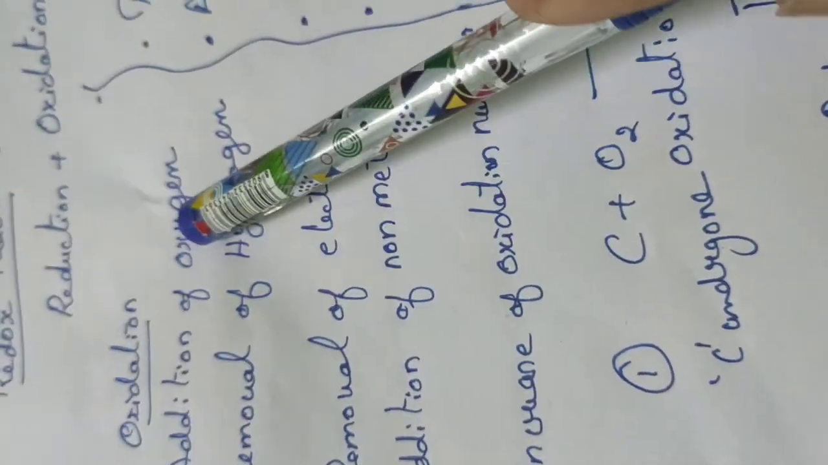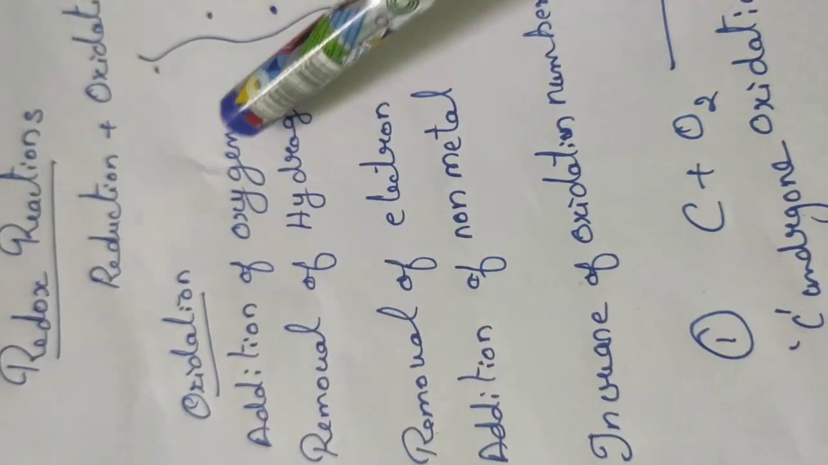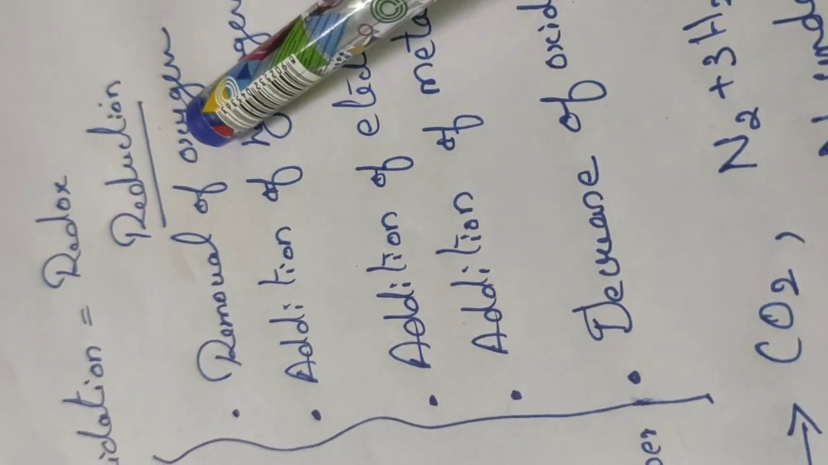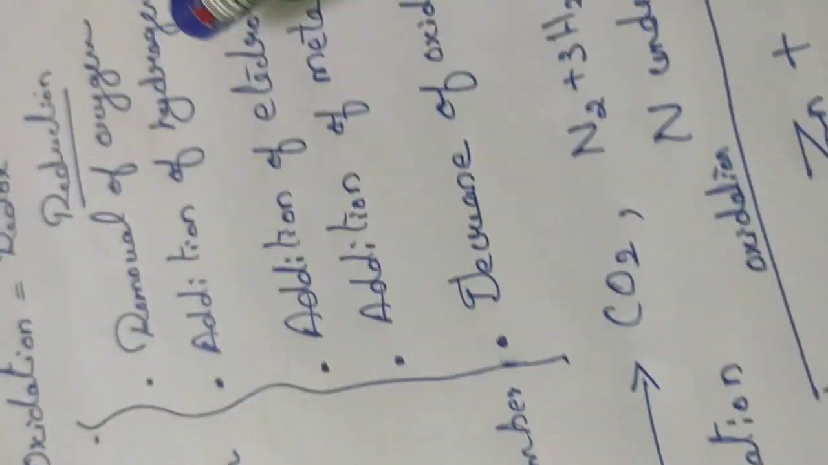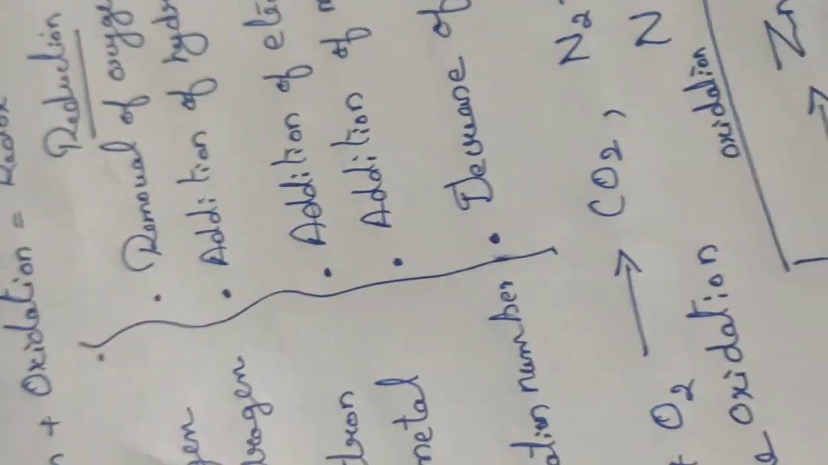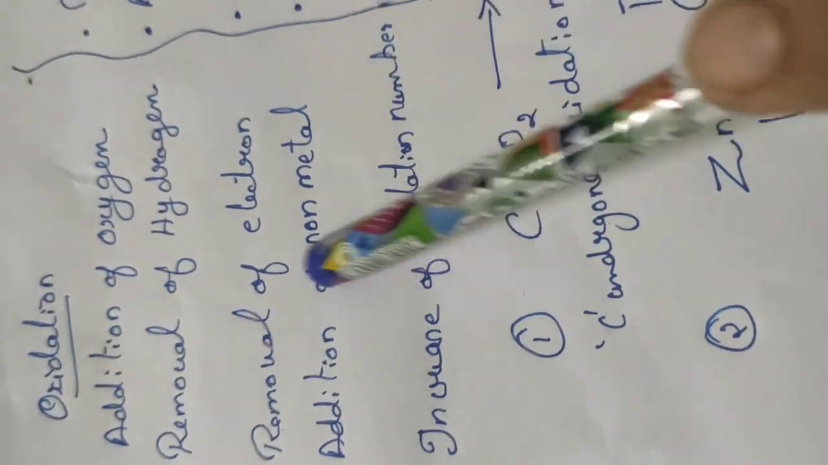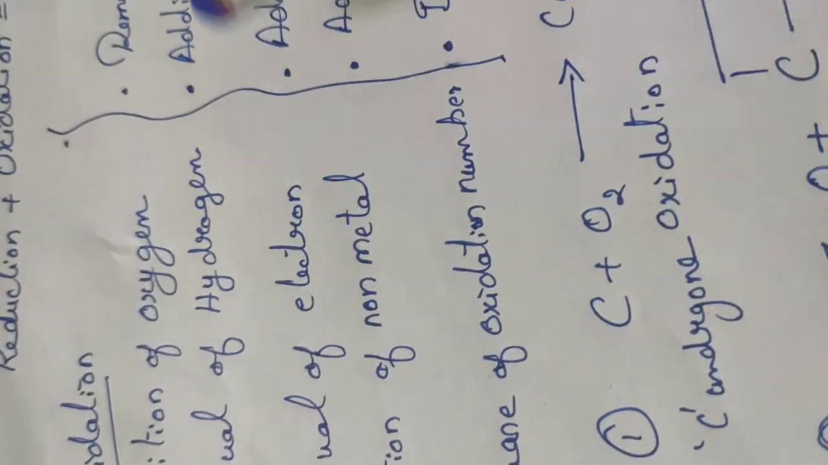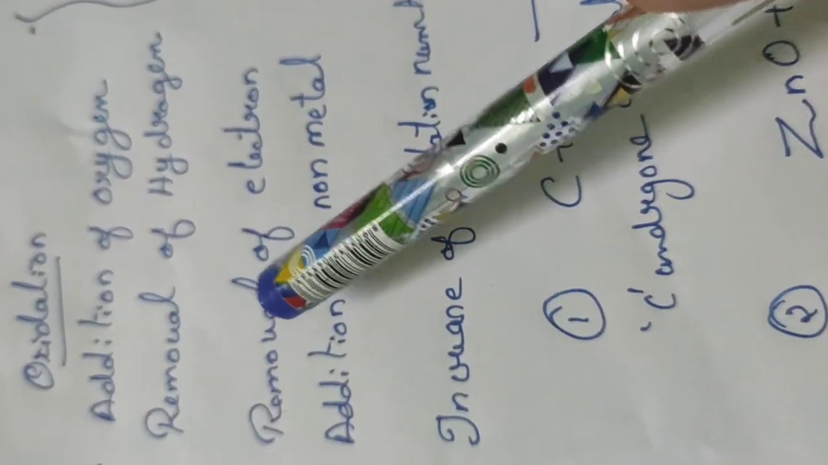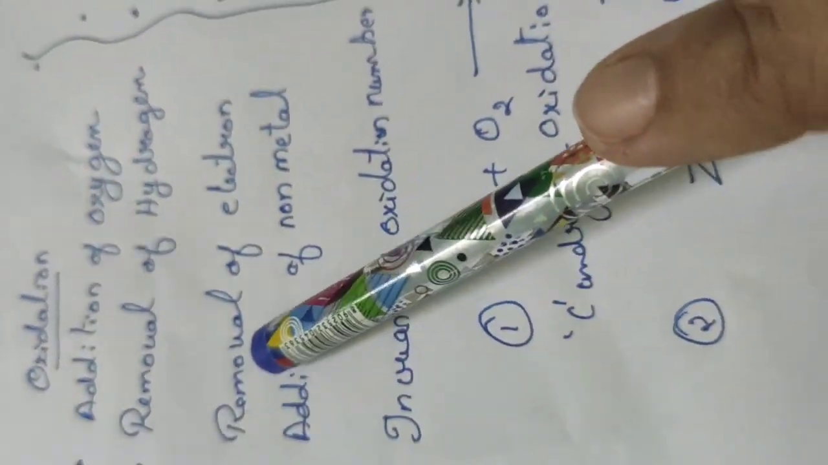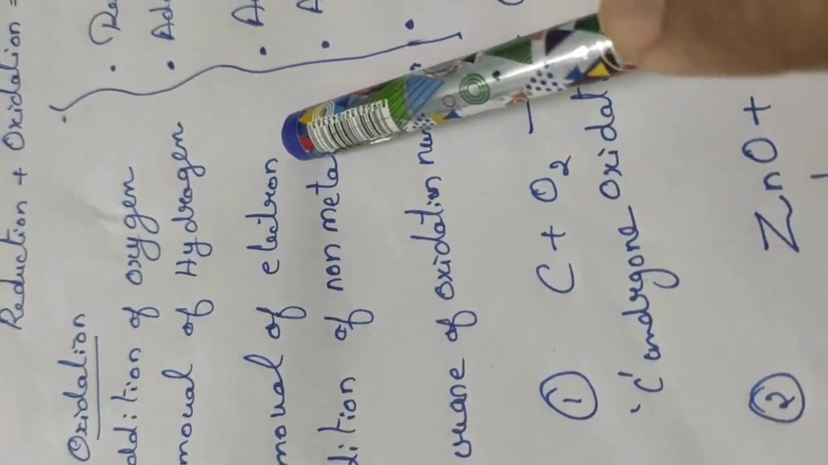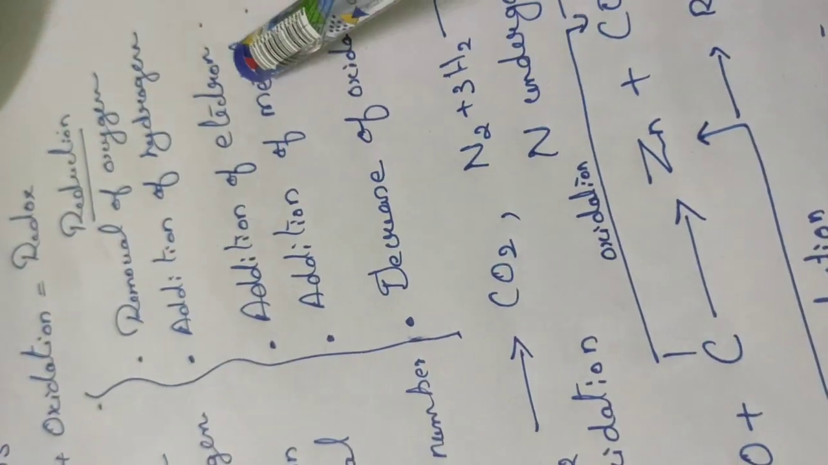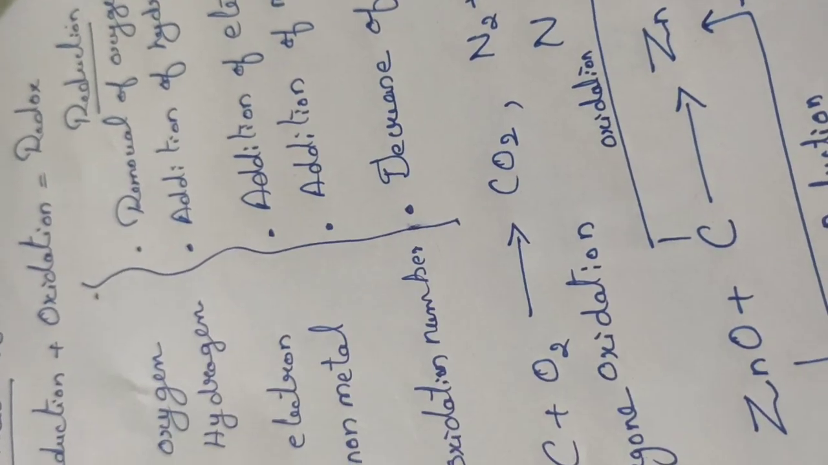Okay. So, whenever a substance is getting added with oxygen, it is called oxidation. When oxygen is getting removed, we call it reduction. When hydrogen is getting removed, it is oxidation. Addition of hydrogen, we call reduction. There are reactions where hydrogen and oxygen are not involved. In that case, what will we do? We will go for removal and acceptance of electrons. See here, removal of electron is oxidation, addition of electron is reduction.